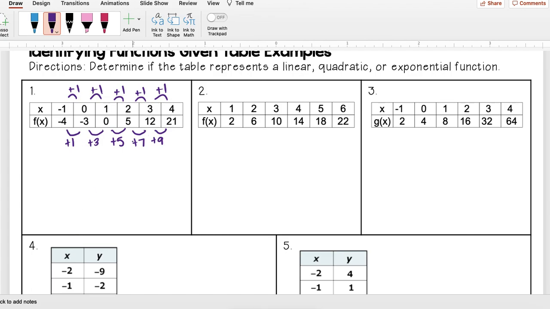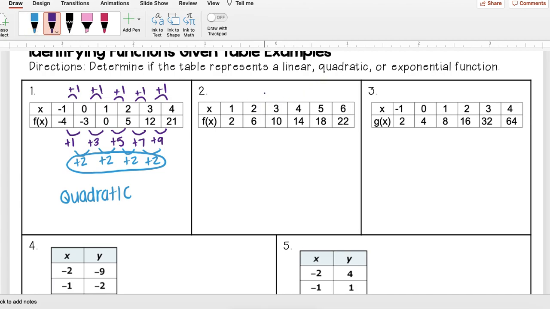So I see these numbers aren't the same, so this isn't linear. But I need to see maybe the second difference is the same. So to get from 1 to 3, I add 2. From 3 to 5, I add 2. 5 to 7, and 7 to 9. So I see this is the same, and so that means that this is quadratic.